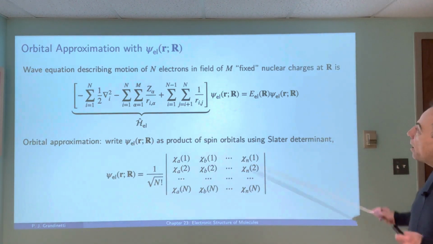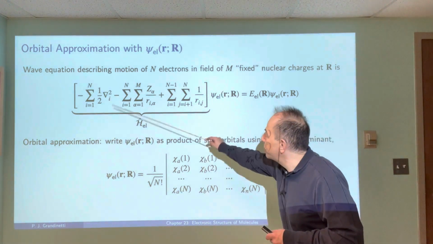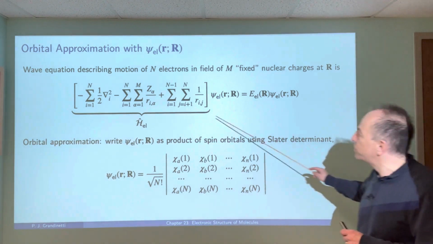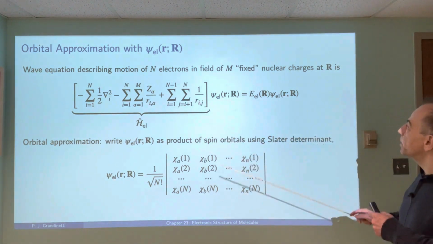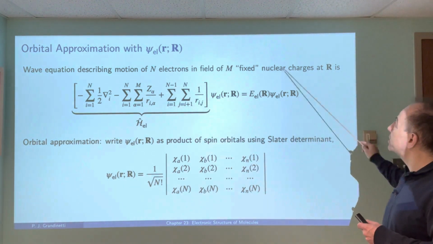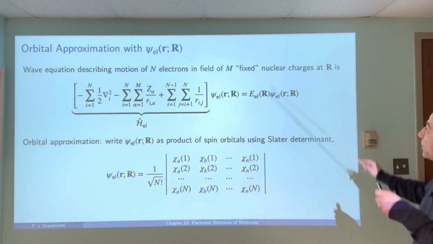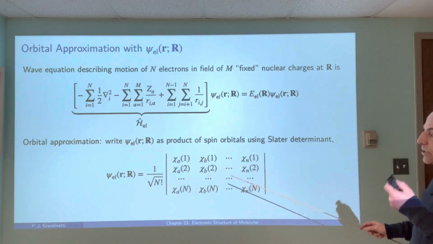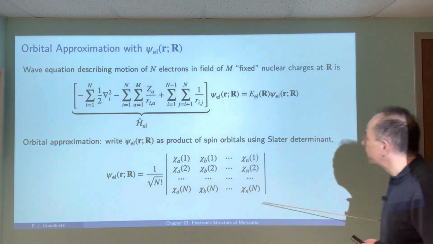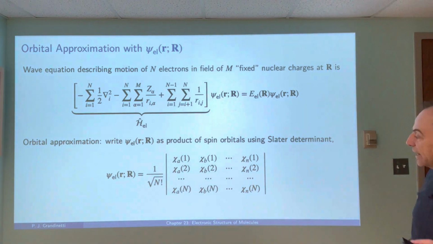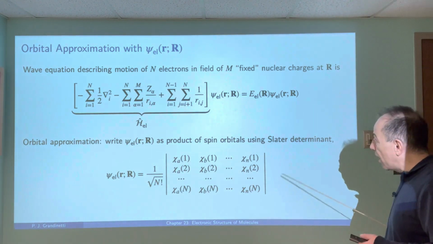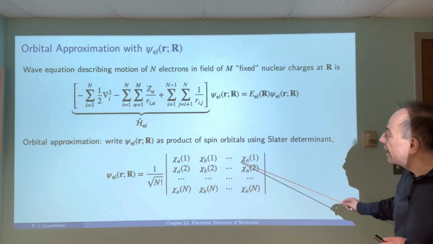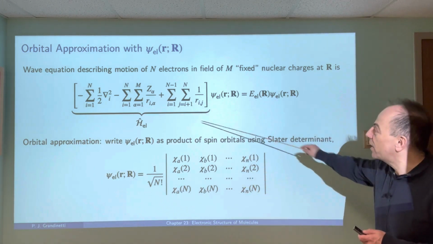Now, the electronic wave function is going to be obtained by solving this wave equation here, where we have just the electronic Hamiltonian, with the electrons moving in a field of m fixed nuclear charges, so the nuclei are not moving. We're going to construct our wave function using the orbital approximation, where we'll use these Slater determinants to make sure we create antisymmetric combinations that satisfy the Pauli exclusion principle, and this will be used as we try to solve this problem.